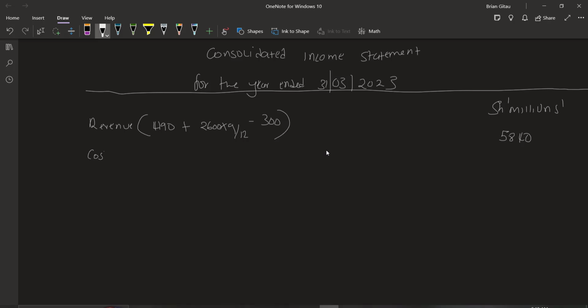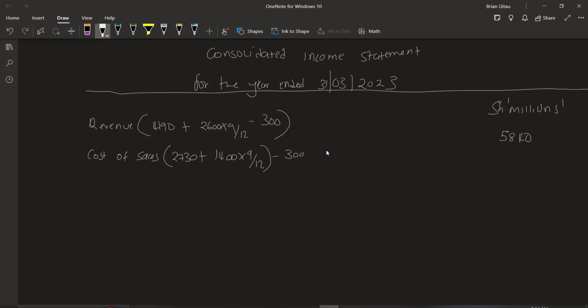Now we go to the cost of sales. A few items are affecting cost of sales. We have depreciation on the plant that was sold, and also the profit that was made on that plant, and also we have unrealized profit on closing stock, and also we have the intercompany sales, because the sales of one company is the purchases of the other company. So we have 2730 for the holding company plus 1400 times 9/12 for the subsidiary. Then we minus 300 the intercompany sales.